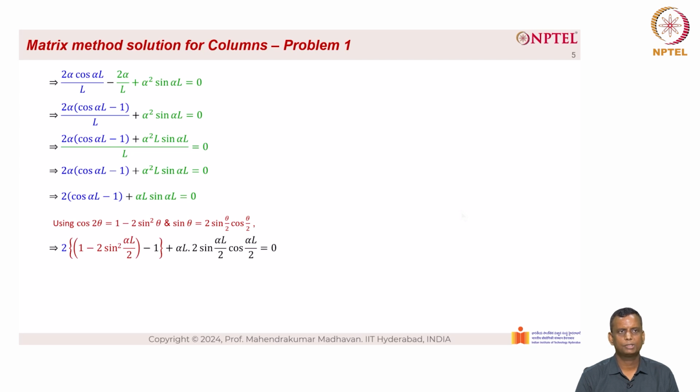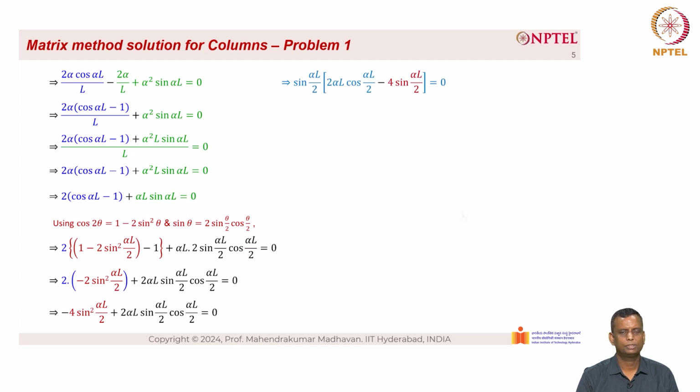Using these trigonometric equations, we have 2 into 1 minus 2 sin square alpha L by 2 minus 1 plus alpha L into 2 into sin alpha L by 2 into cos alpha L by 2 is equal to 0. Again, we can further simplify this. We can take the minus in the previous equation, it gets cancelled. The equation further simplifies as 2 into minus 2 sin square alpha L by 2 plus 2 alpha L into sin alpha L by 2 into cos alpha L by 2 equal to 0. Which gives minus 4 sin square alpha L by 2 plus 2 alpha L into sin alpha L by 2 into cos alpha L by 2 is equal to 0.